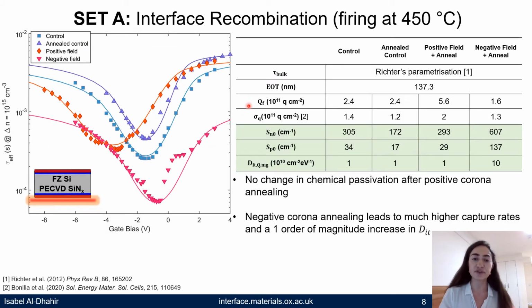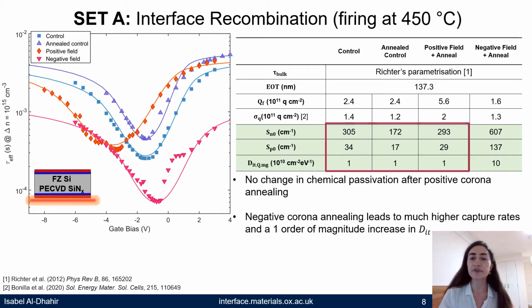Here, the interface charge of each specimen was determined from the location of the minimum point on the x-axis. These values can also be corroborated using capacitance voltage measurements. We also determined the charge fluctuations within the dielectric, and by adjusting the electron and hole capture rates as well as the density of interface states, we can accurately model our experimental data. The full list of modeling parameters is provided in the proceedings paper.